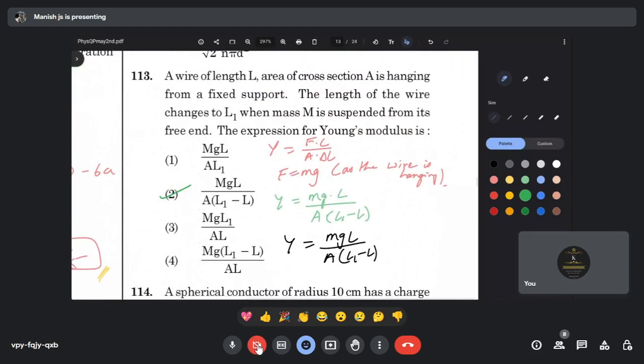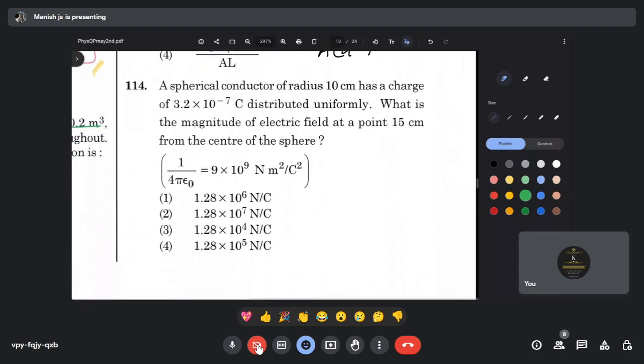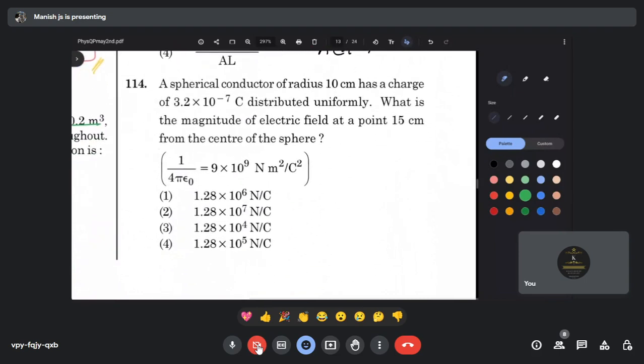Question number 113. Shall we move on to the next one? Yes, sir. Okay. Question number 114. A spherical conductor of radius 10 centimeter has a charge of 3.2 times 10 power minus 7 coulombs distributed uniformly. What is the magnitude of electric field at a point 15 centimeter from the center of the sphere? So at a distance of 15, you must find the magnitude. So what would you do?